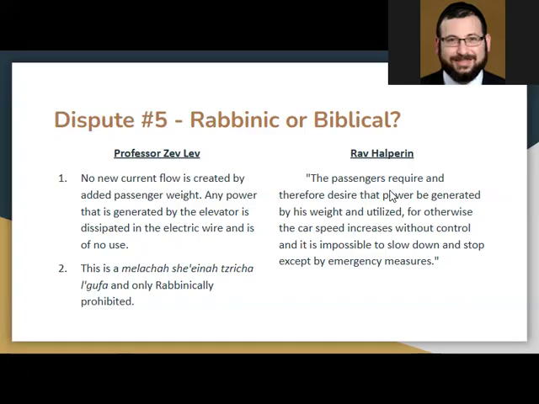Rabbi Halperin also says that the passengers require, and therefore desire, that the power generated by his weight be utilized. For otherwise, the car's speed increases without control, and it's impossible to slow down and stop except by emergency measures. So he's just saying that this is actually considered to be for the intended purpose. You want that electricity to be there, and you want it to be used.